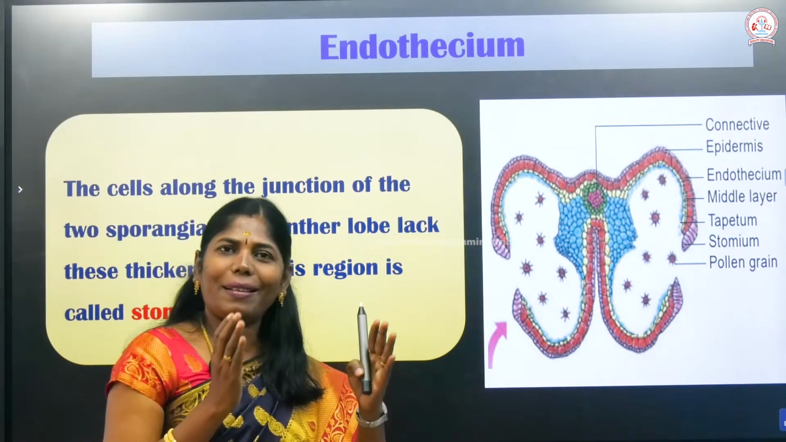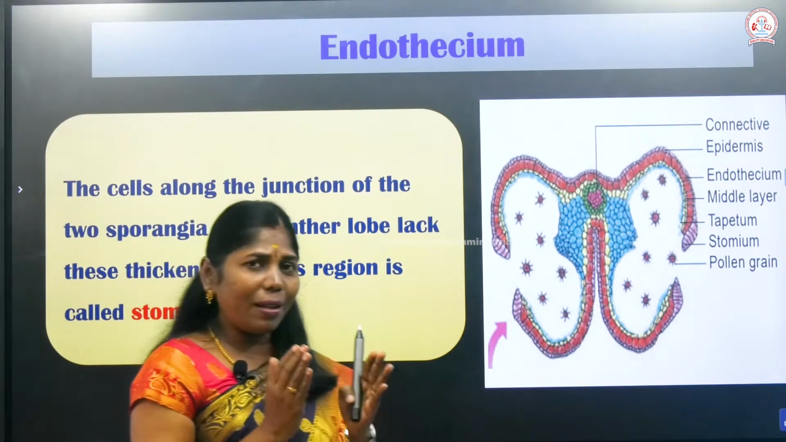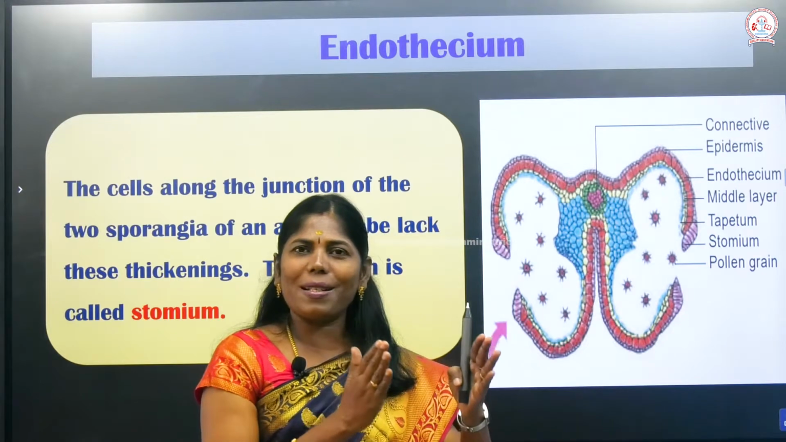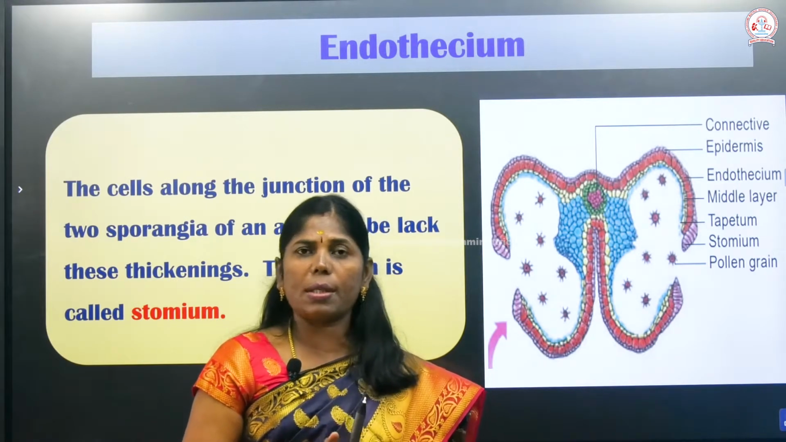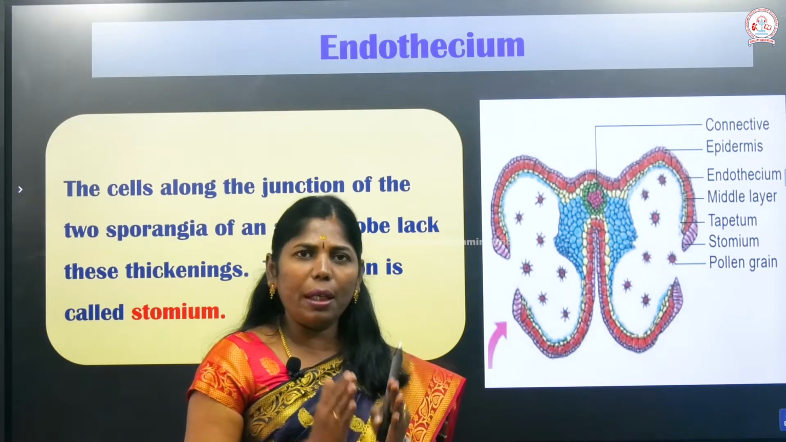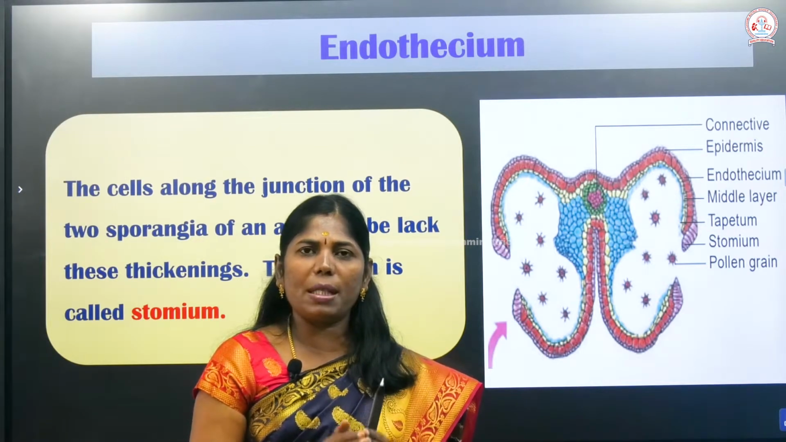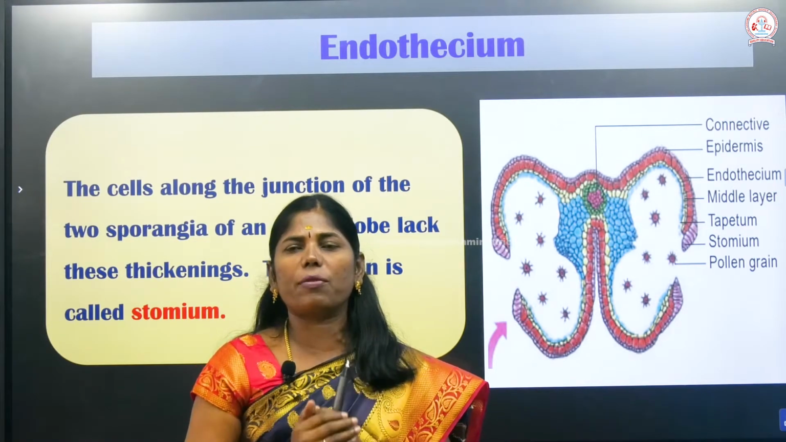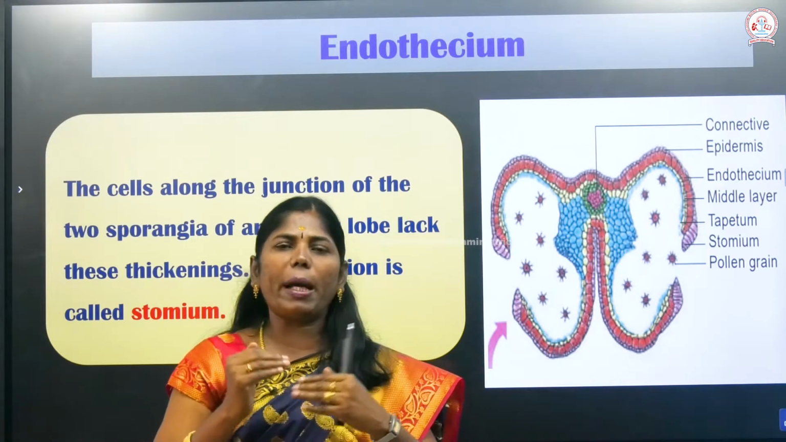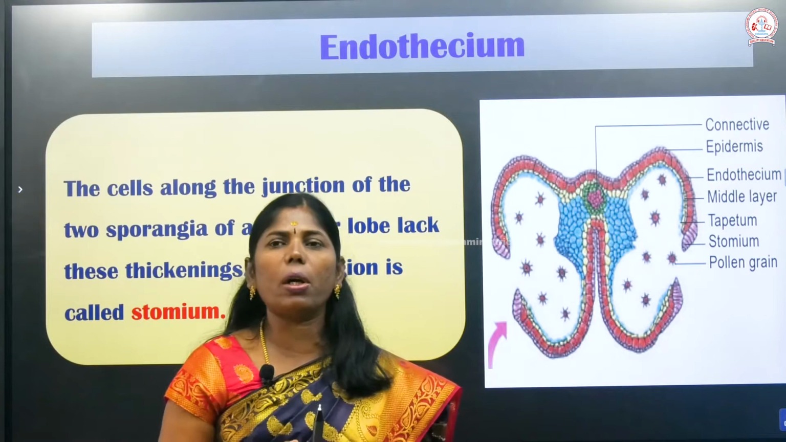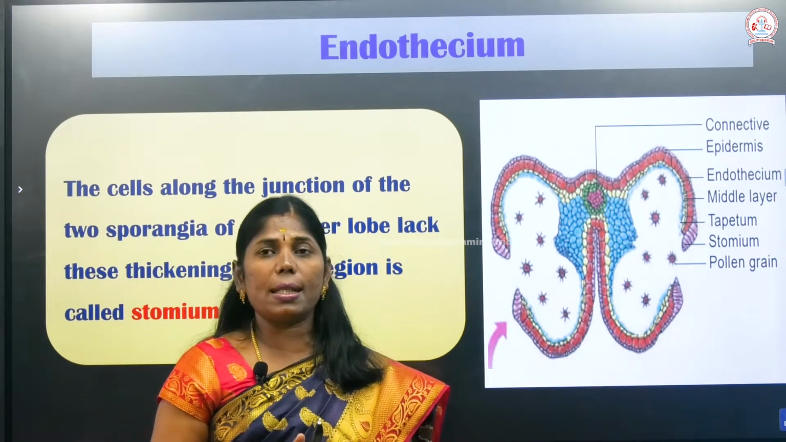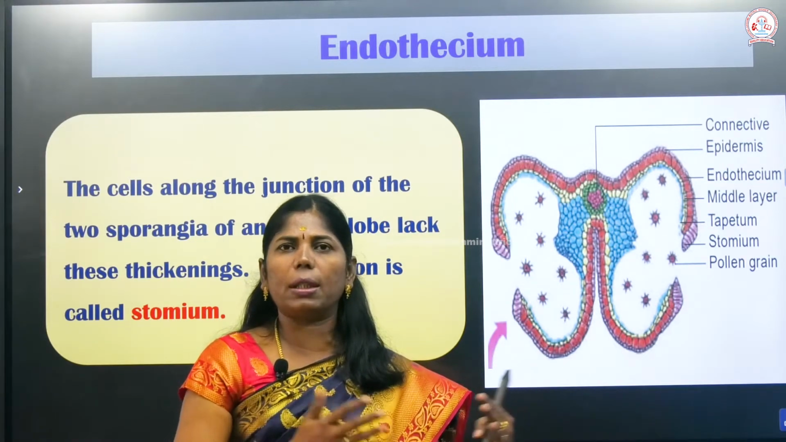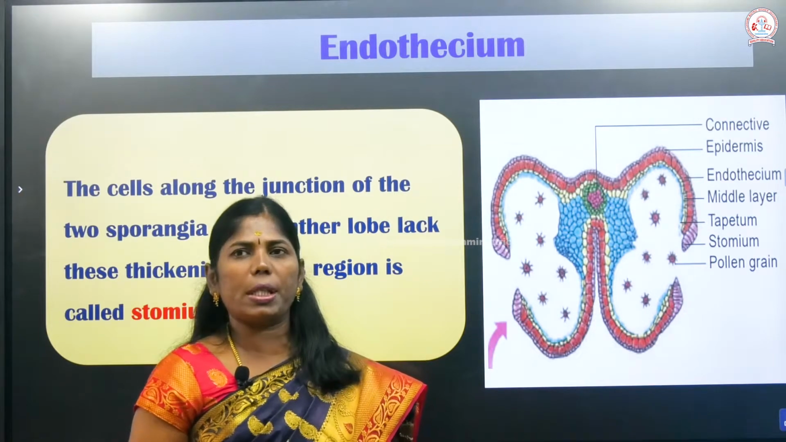It has a thickening in the tangential wall and radial wall. That thickening is made up of lignin, cellulose and some other cell wall materials. Mostly it is present in the tangential wall. In some plants we can see the thickening in the radial walls also. Okay, and a very important region is the stomium. The stomium is a very thin region present at the junction between two microsporangia. So that is the stomium. The stomium is very helpful for dehiscence of the anther, doing the job along with the hygroscopic nature of the endothecium.